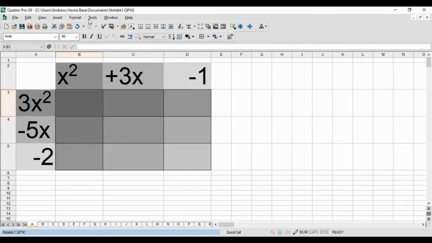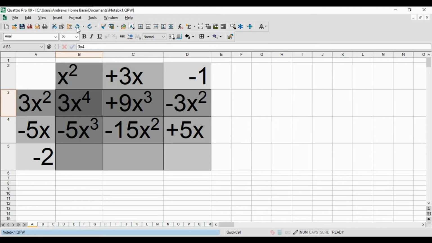As you do this, I'm just going to start here at the top. This cell right here is x squared times 3x squared, which is going to be 3x to the 4th. And then I'm going to work my way across in rows. You can do this however you want; I tend to work with rows. So this is 3x squared times 3x, which is 9x cubed, and 3x squared times negative 1, which is minus 3x squared. As we continue to do this in the rest of the rows and columns, you fill in this nice little box that we have here.